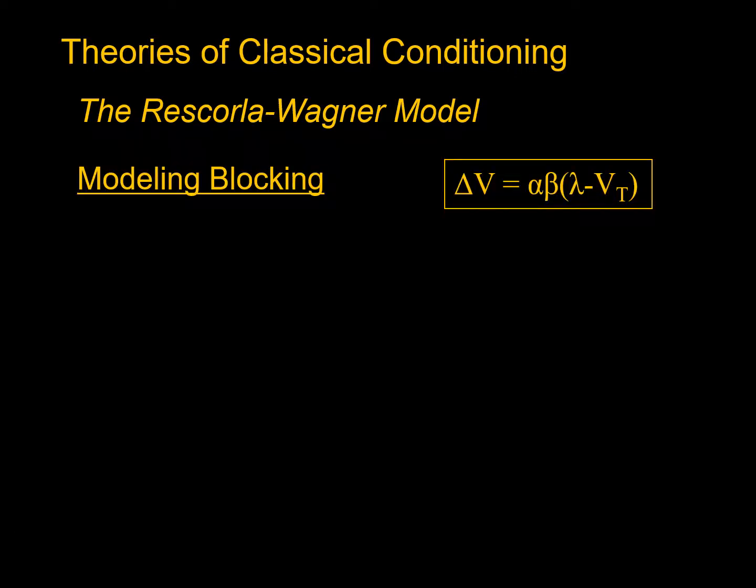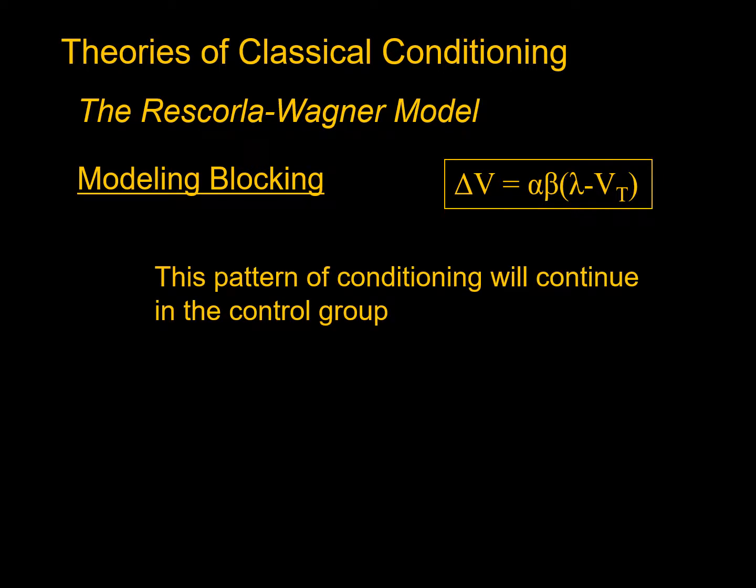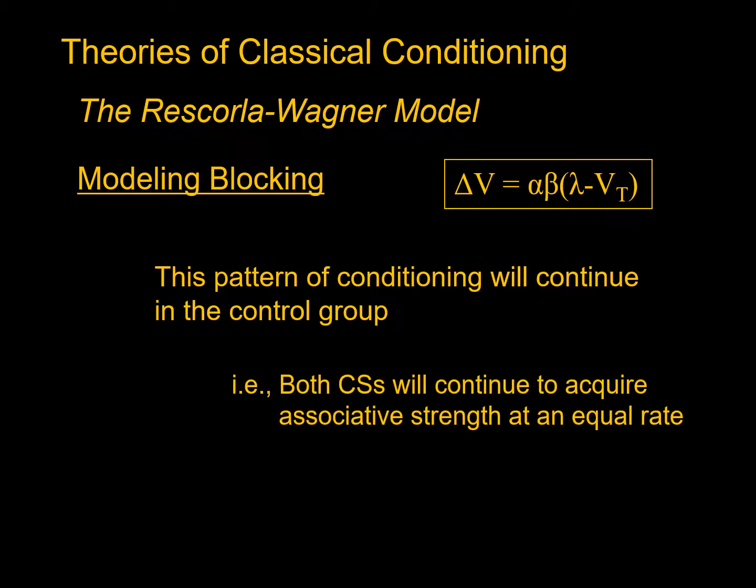And that pattern is just going to continue. Just like in acquisition, the values for delta V are just going to keep getting smaller and smaller and smaller as you use up more of that available strength. Eventually, they'll get microscopically close to the value of lambda in total, and the delta V's will start getting very small. At that point, we probably say, okay, we've hit asymptote for both associations.